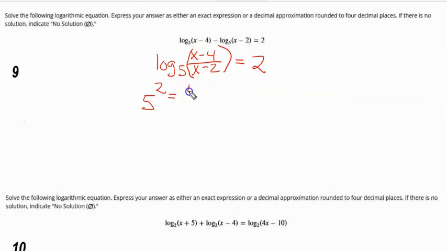equals x minus 4 over x minus 2. Let's straighten that out here a little bit. There we go. Could have parentheses or not. Now, 5 squared is 25, so let's just change that.